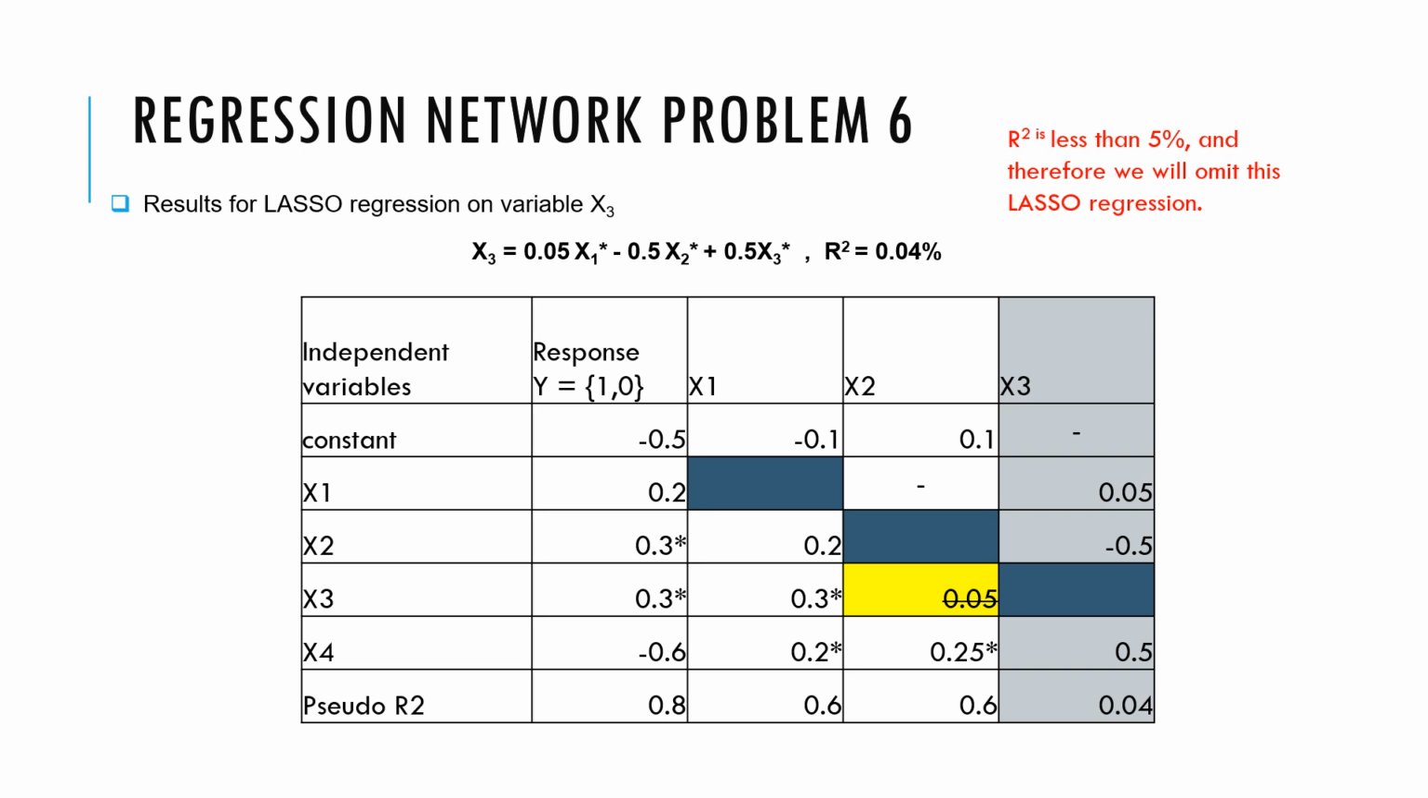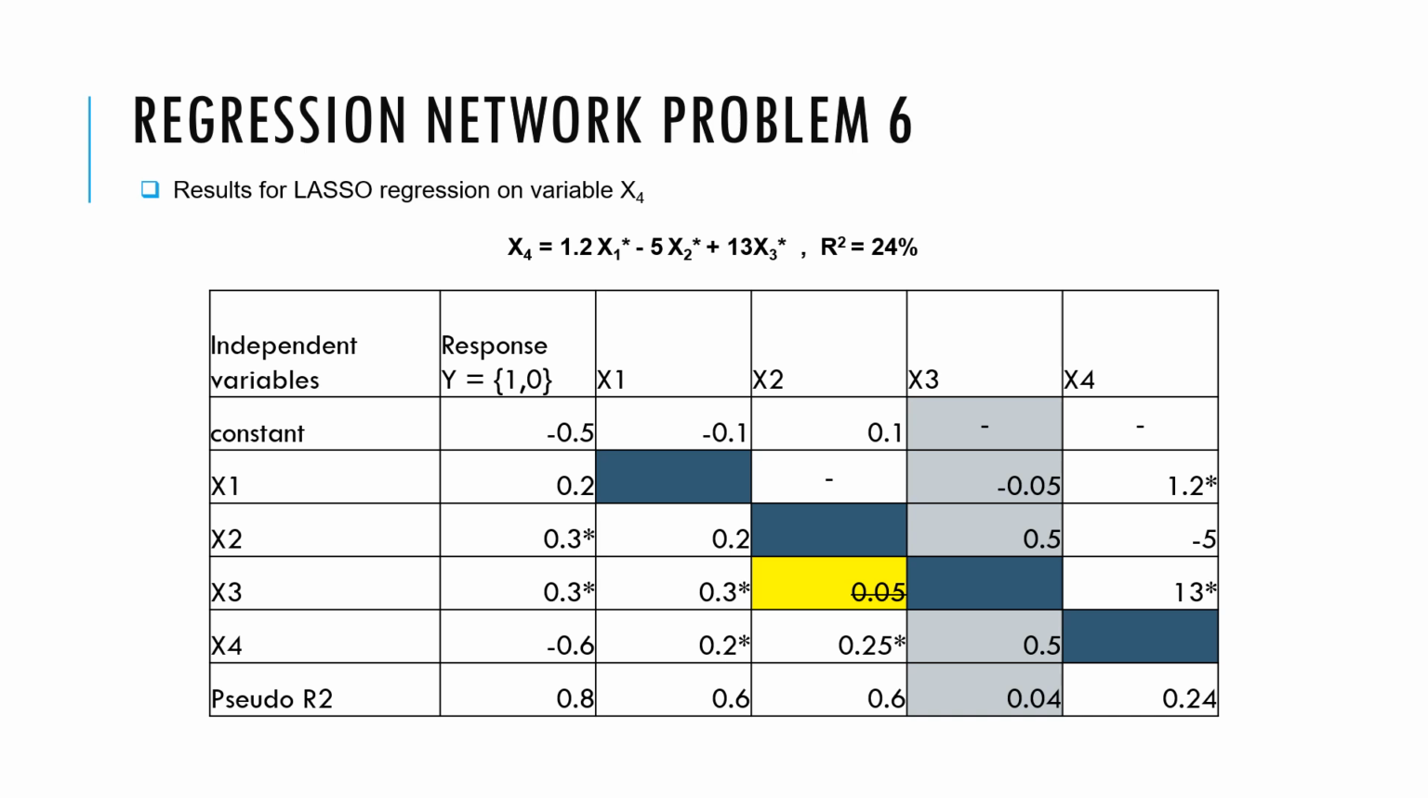Okay, our next regression equation is for x3. And because the R squared is less than 5%, we are going to ignore this altogether. So I have grayed this out, and we'll move on.